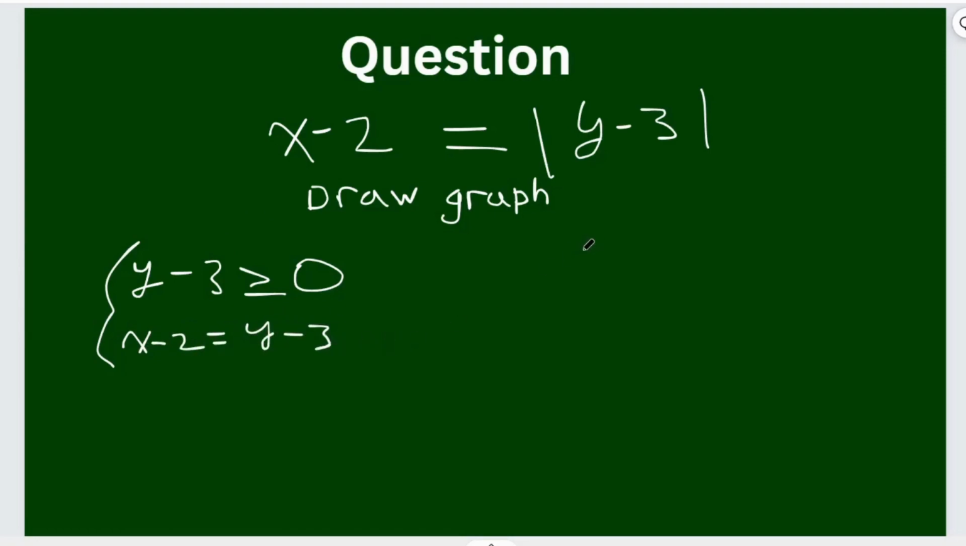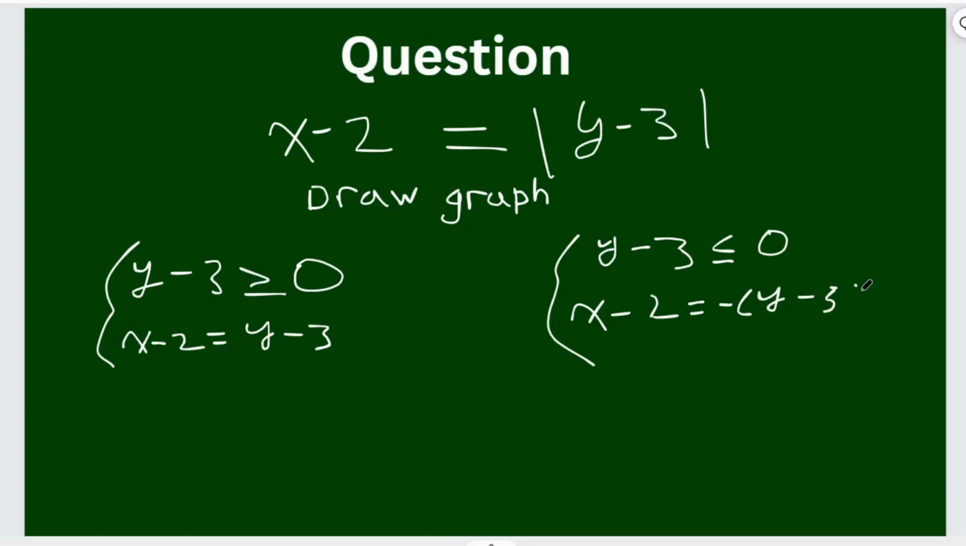So that's case 1. And case 2 here is y minus 3 is smaller than or equal to 0. And here, x minus 2 equals, since in this case y minus 3 is smaller than 0, you have to write negative y minus 3. For the first case, we're going to isolate y to get the equation of the line. If you isolate y by adding 3, then you get y is equal to x plus 1.